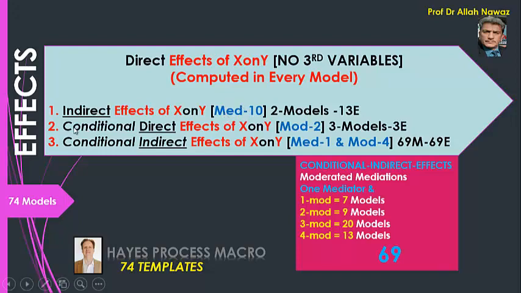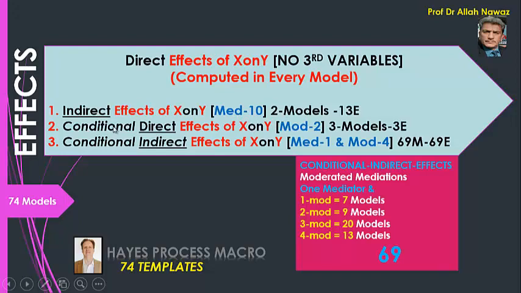Second group is the conditional direct effects. There are 3 models for this purpose, and here you can see conditional direct effects, meaning that here we use the moderators, not the mediators. 3 models are available for this purpose, in which 2 moderators have been used. So 3 models and 3 effects. In the first category, 2 models and 13 effects, and we used mediators.